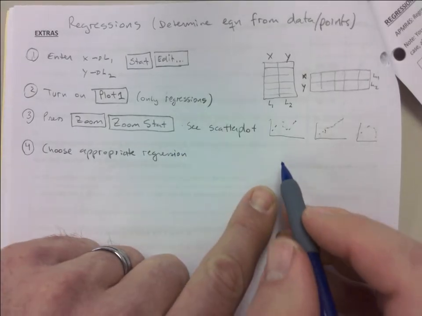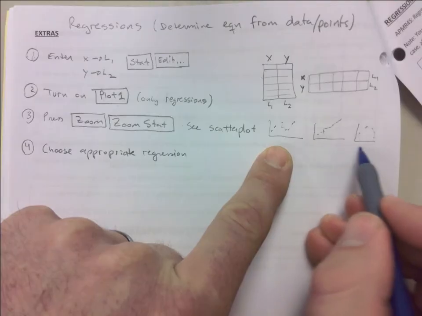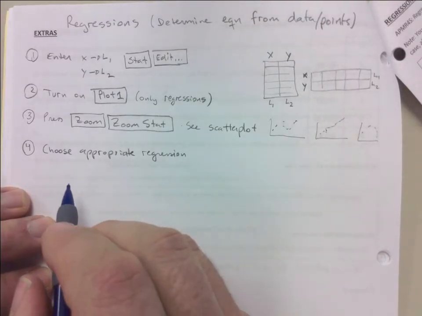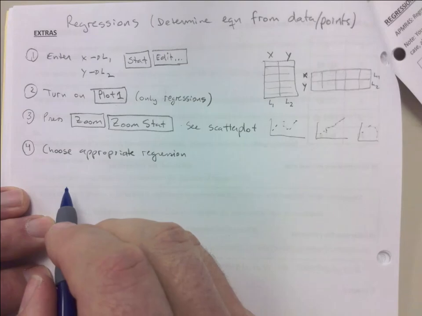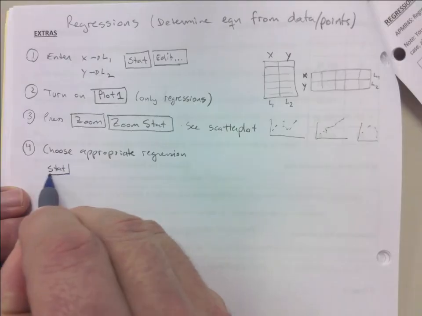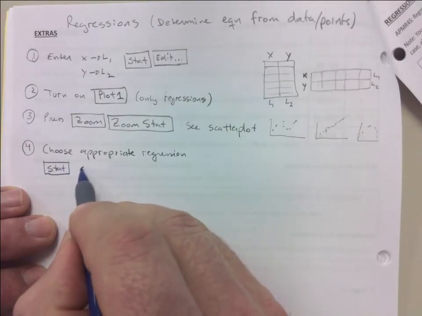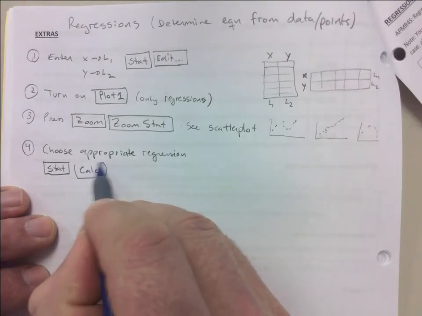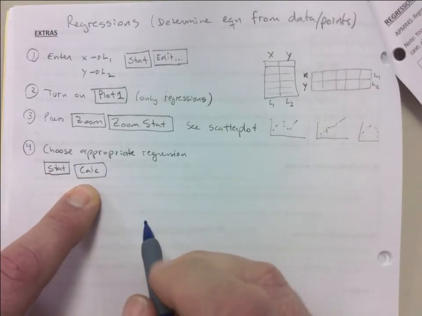So you're going to see, is it a cubic, is it a linear, or is it a quadratic, right? So we're going to press these buttons to get to that place. So we're going to press stat. Remember, that's very popular for regression. Stat. You're going to go to calculate.